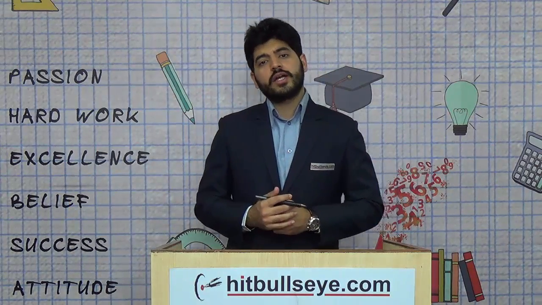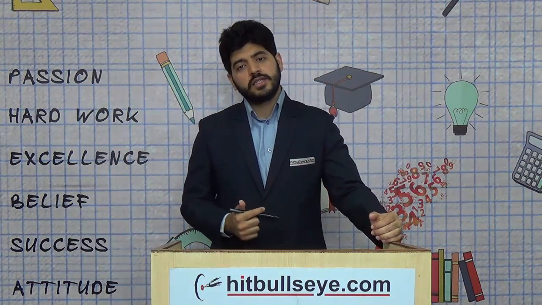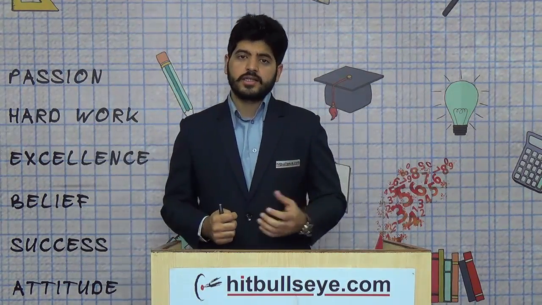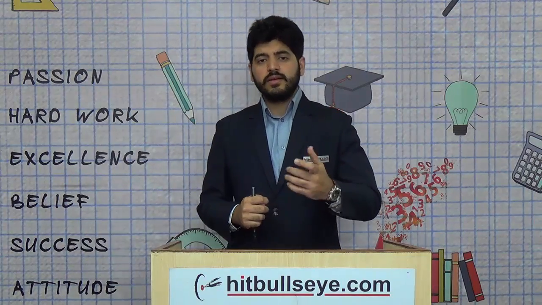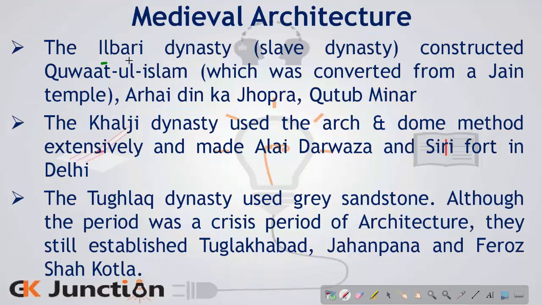Now, looking into the architectural contribution of the Delhi Sultanate, firstly we have the Ilbari dynasty. After that, we had the Khalji dynasty, then the Tughlaqs, the Sayyids, and lastly the Lodhis. So we'll be discussing some important contribution of each and every dynasty here. The contribution of Ilbari dynasty was that it constructed the Quwat-ul-Islam. Another contribution was the construction of Arhai Din Ka Jhonpra, and the most important was Qutub Minar by Qutubuddin Aibak.